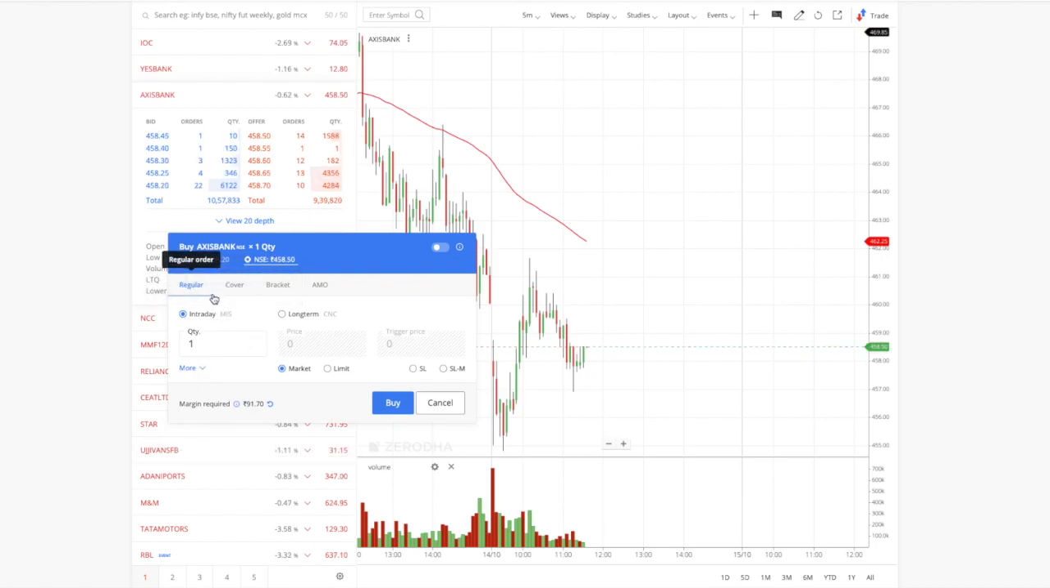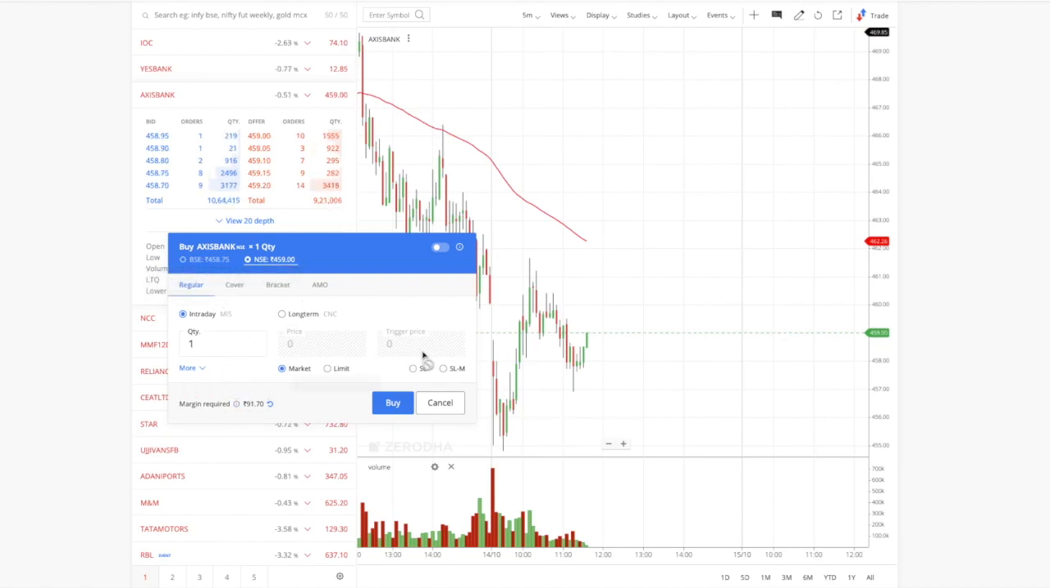Now, whatever we are going to deal with today is intraday trading. When it comes to intraday, there is something called margin requirement, mentioned at the bottom, which refers to the amount of money I need in my account to purchase one share. That is, if I want to purchase one quantity of Axis Bank, how much money do I need in my account? That is what margin required refers to.